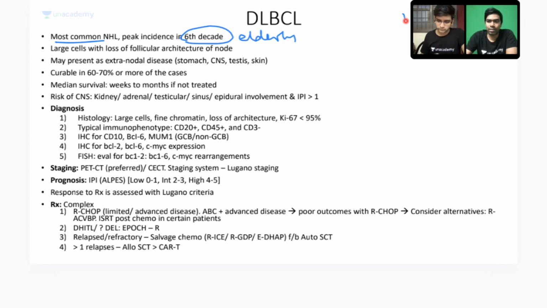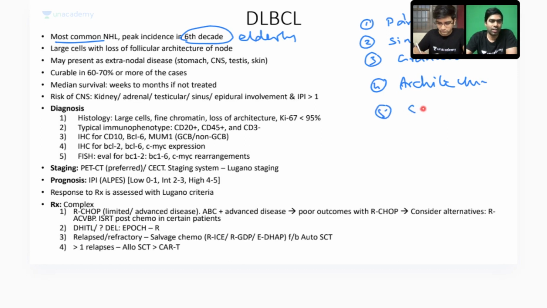So what I'm going to look for, 5 things. The first one, of course, is going to be the paracortical area. So whether it's just a paracortical expansion or not. That's what I'm going to see. Second, I'm going to look at the sinuses. Third, I'm going to look at the presence or absence of granulomas. Fourth, of course, I'm going to look at the architecture, whether it is lost or not lost. And fifth, of course, I'm going to then look at the type of the cell. So what are the cells that are mentioned by the pathologist?